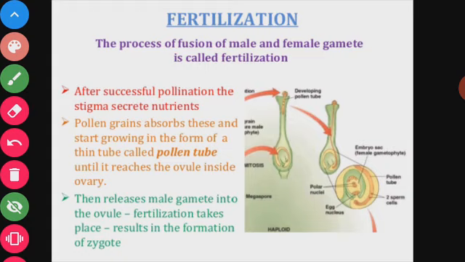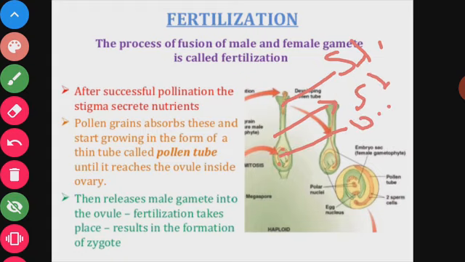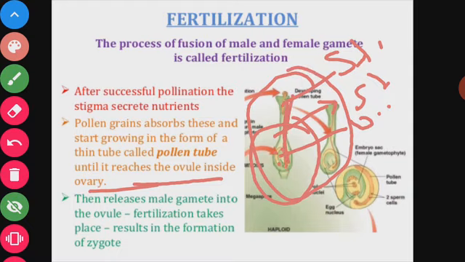This is the female reproductive part of the flower. It has three parts: stigma, style, and ovary. In the ovary there are ovules. Pollen grains absorb these nutrients and start growing in the form of thin tubes called pollen tubes. These pollen tubes grow until they reach inside the ovary, then release the male gamete into the ovule. Then fusion with the ovule takes place and fertilization occurs.